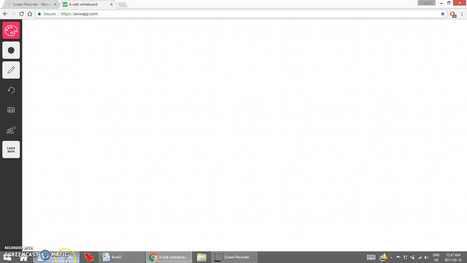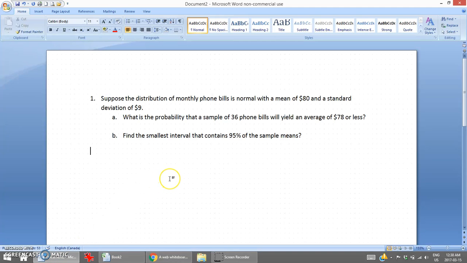The example we're going to look at is in this document. This is from the course package. Suppose a distribution of monthly phone bills is normal with a mean of 80 and a standard deviation of 9. What's the probability that a sample of 36 phone bills will yield an average of $78 or less? The key difference in these questions, compared to questions we've done previously in this last chapter, is that it talks about a sample size, a sample of 36 items.